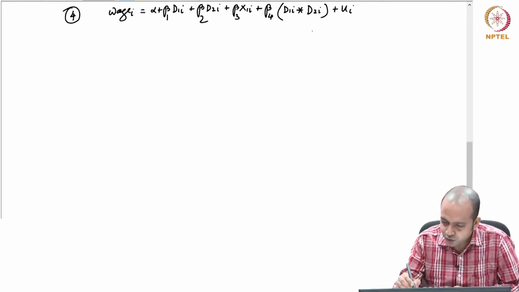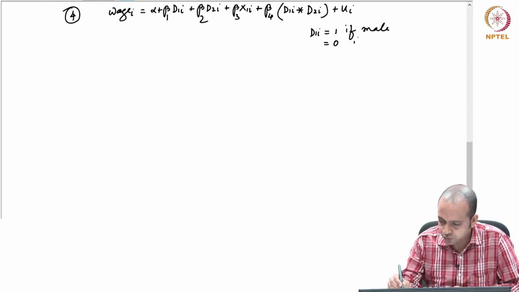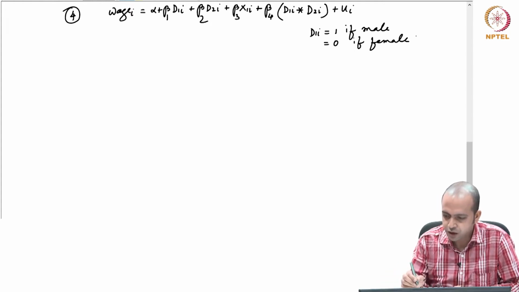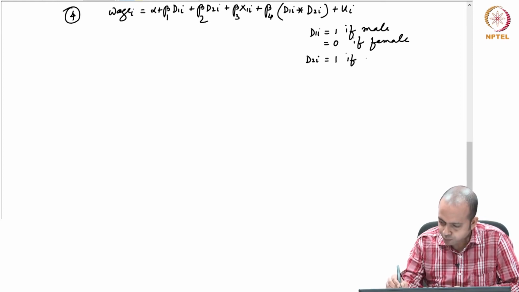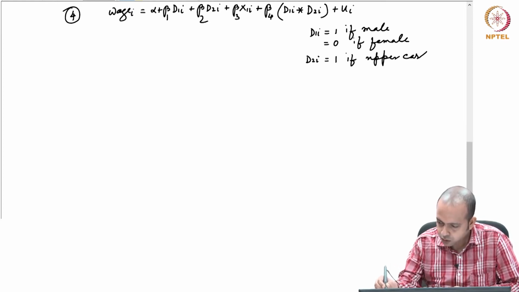How have we defined d1i and d2i? d1i, as usual, equals 1 if male and 0 if female, and d2i equals 1 if upper caste and 0 if lower caste.